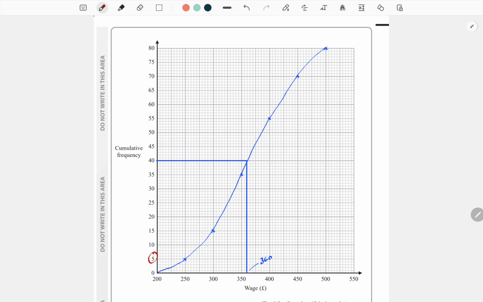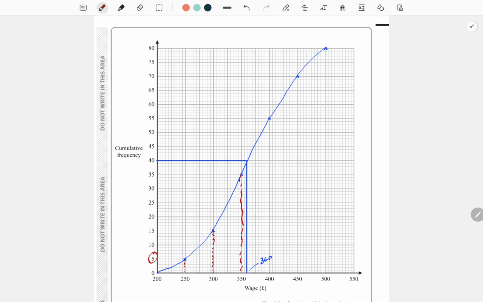Now really important, plot the crosses at the end of the category. In other words, at the 250. Similarly, the next one is at 300, because it's a cumulative. And the next one is 350, etc. Not in the middle of the class, like 225 or 275. It's got to be at the end of the class for cumulative. And just plot them all the way along. You can see the crosses on the graph there.